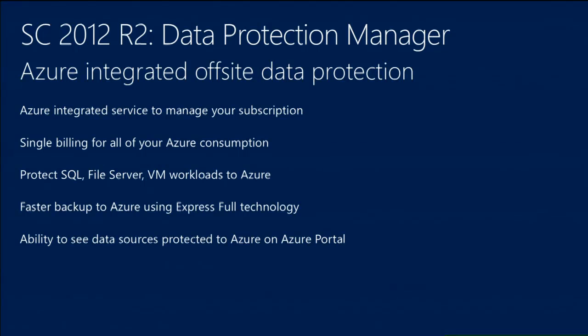And faster to Azure using Express Full technology. With our full Express backup, we copy only the delta, as Neela mentioned in the beginning. That gives us a very small footprint that we move to Azure, to save your bandwidth and save your footprint on Azure. Then the ability to see your data source protected to Azure in the Azure portal. I will show you this, but I believe that will be coming in R2.